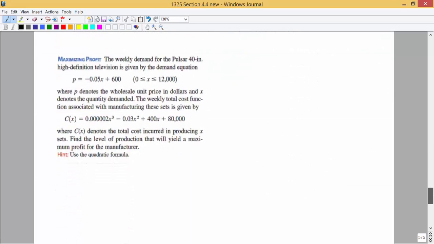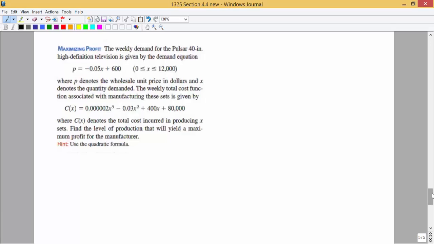The next problem is a little bit more interesting. We want to look at maximizing profit again, but here we're not given the profit function, we're given the demand function, and we're also given the cost function. So in order to maximize profit, we will need to know first of all what is the profit function. Profit is the revenue function minus the cost function.